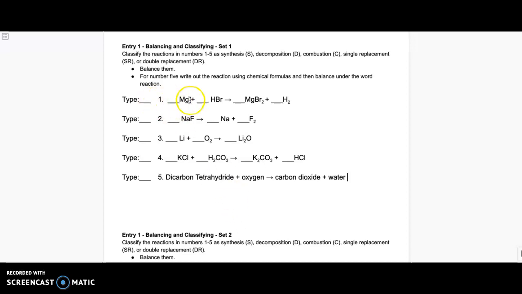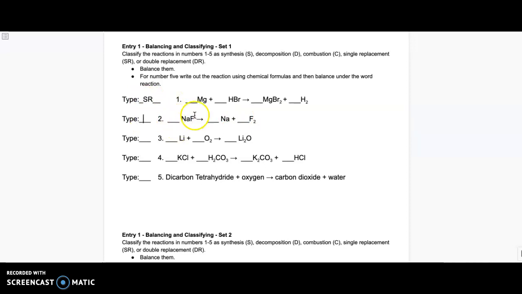So, there's the first problem. You got magnesium, and you got HBr. So magnesium is an element, and hydrobromic acid is right here. That's a compound. Notice that the metal switches spot with hydrogen. So I get an element and a compound on both sides, ionic compound and element. That tells me that this is single replacement.